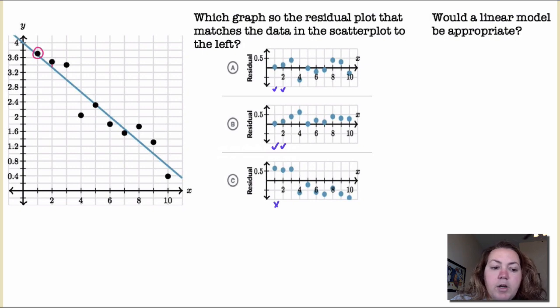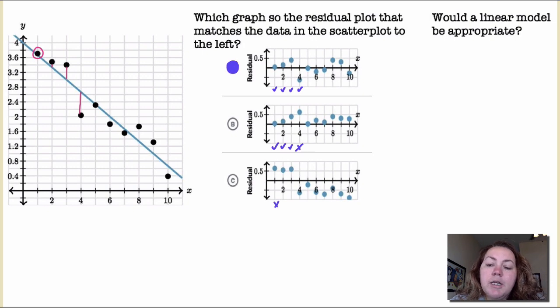So I'm going to move on to the third dot, which has a little bit larger positive residual, which A has, and so does B. And then when I look at when x is 4, I see that I have a negative residual this time. So my point should be below the line on the residual plot, which is only true for option A. So option A is the residual plot that matches this scatter plot.